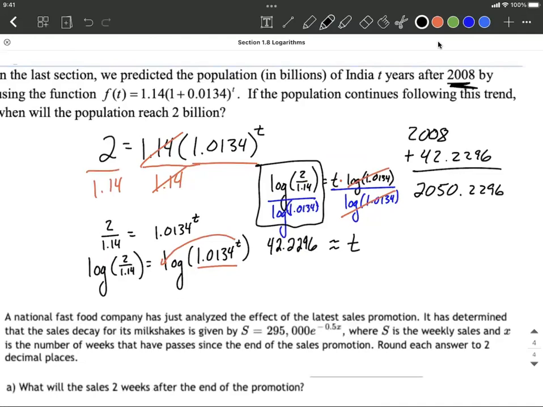All right, I hope this helps out as you're working on word problems that sometimes involve exponential functions.